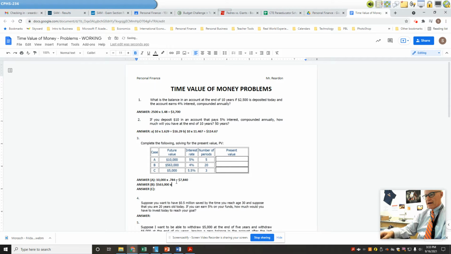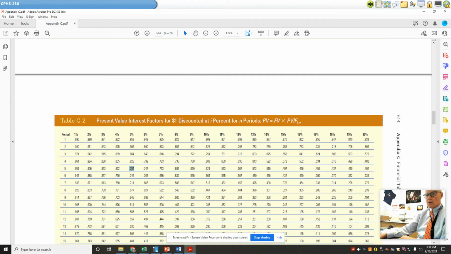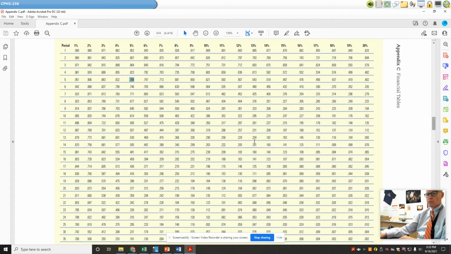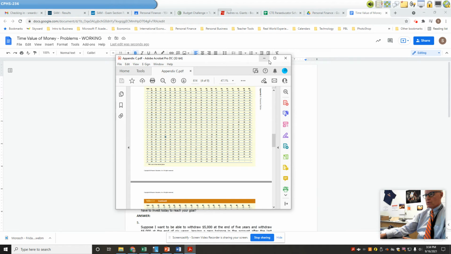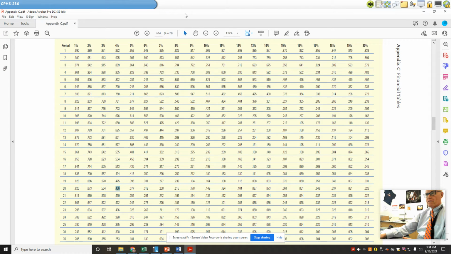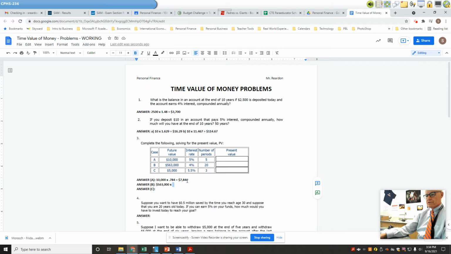Next one, 563,000 times 4% for 20 years. 4% for 20 years, 0.456 is our discount rate. Again, we're looking at what something is worth in the future and what it's worth today in today's dollars given a discount rate, which in this case is 4%. So again, that was 0.456. 563,000 times 0.456 equals 256,728.